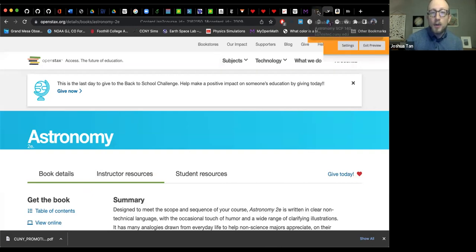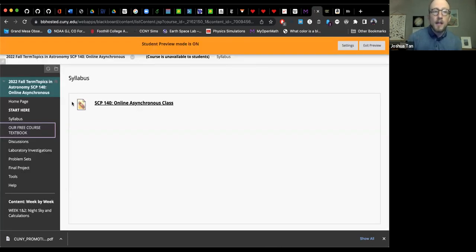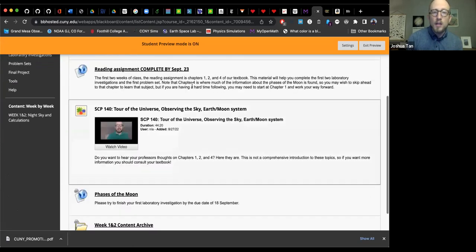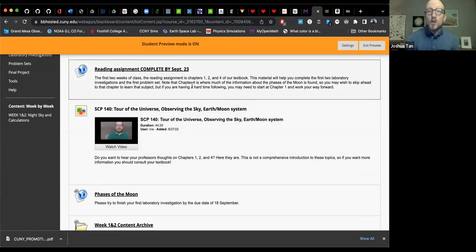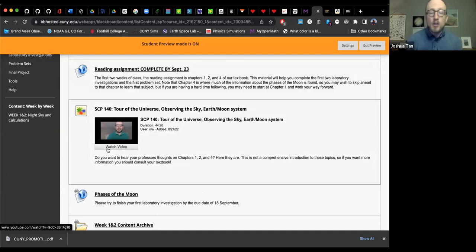All right, so that's the textbook, and the first assignments for the class, as you can see from our Start Here page, are that you want to read chapters 1, 2, and 4. Now that's over the next 2 weeks, so you have some time to get through all of those. Unfortunately, I can't divide it up any smaller than that because chapter 4 is really what we're going to get started at almost immediately. Now, if you want to hear my overview of these chapters, there's a video that you can watch here. This is SCP-140, Tour of the Universe, chapters 1, 2, and 4, my overview of these.